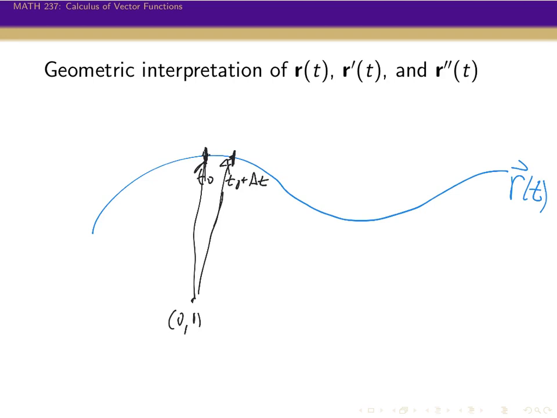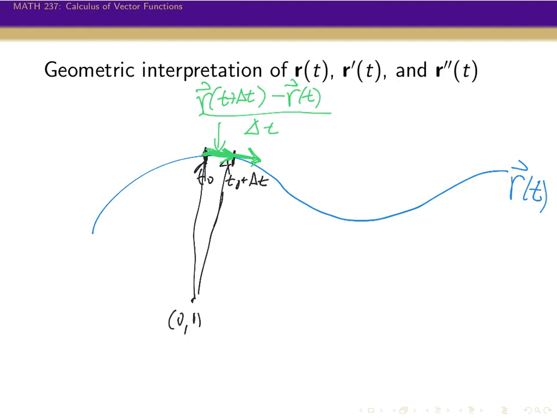endpoint at t naught and go to t plus delta t. And so that right there is going to be r of t plus delta t minus r of t. And then the scaling, dividing by delta t, that's just going to scale that, but it's going to keep in this direction. And so whatever delta t is, it's just going to be some vector going through those 2 points.